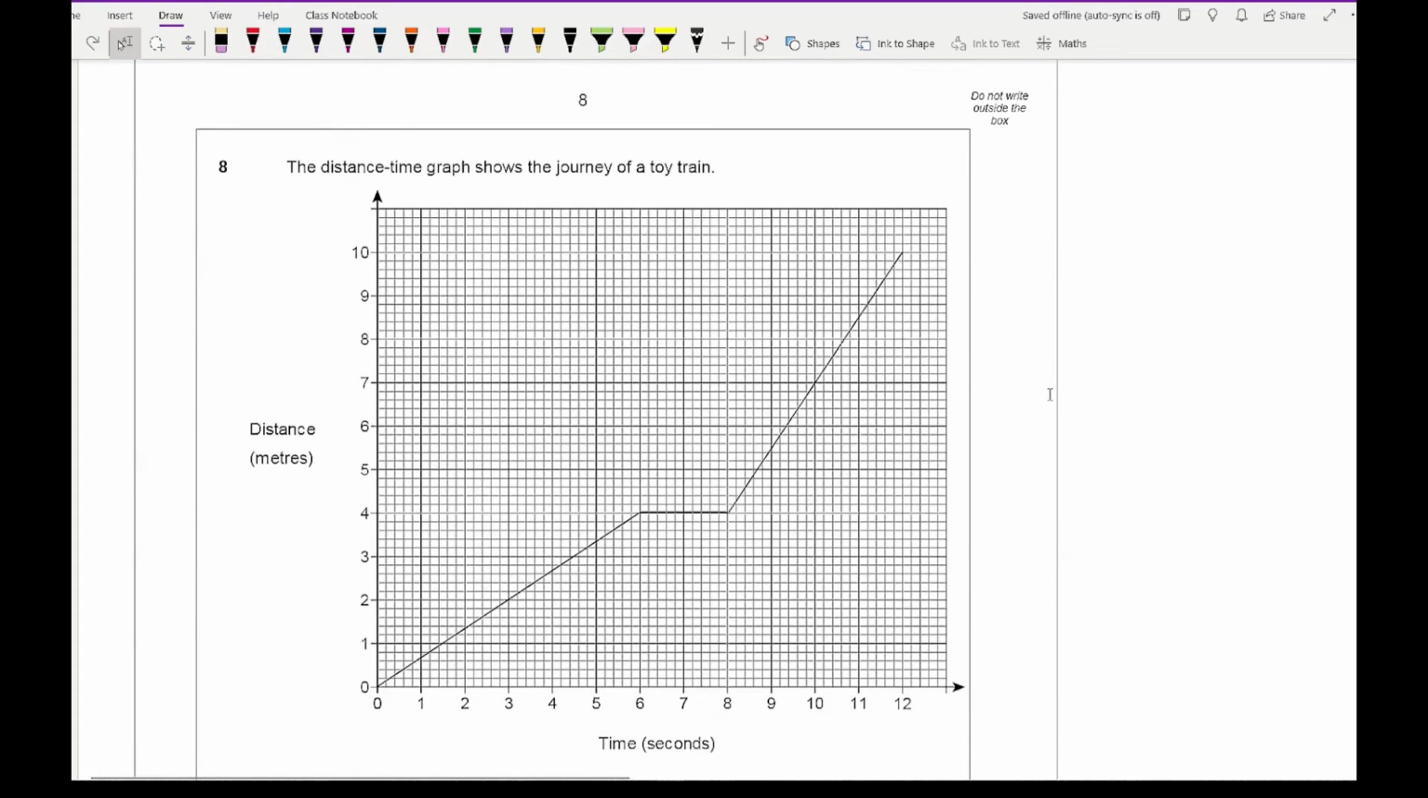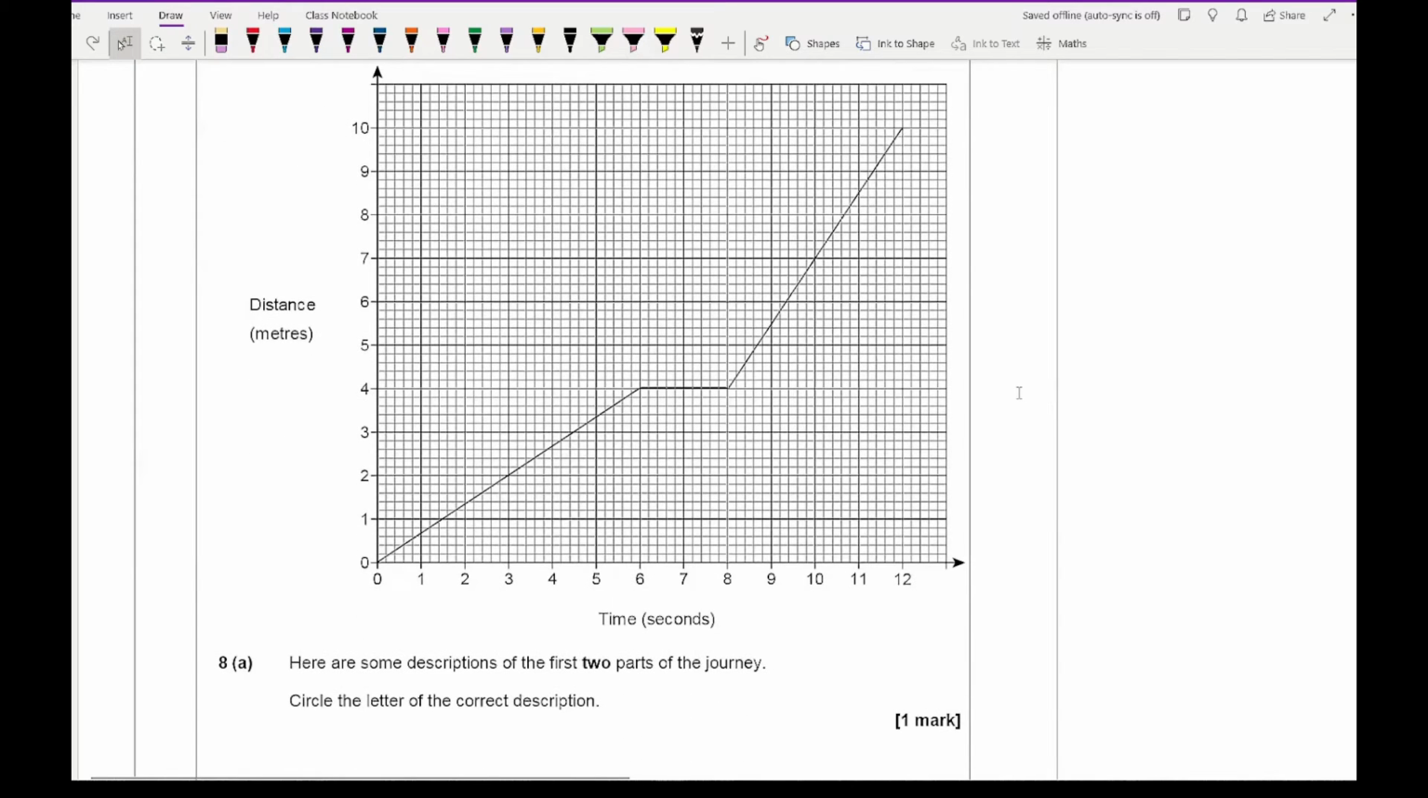Moving on to question 8, it says that a distance time graph shows the journey of a toy train. And it says here are some descriptions of the first two parts of the journey. Now the first two parts are this part here and this part here.